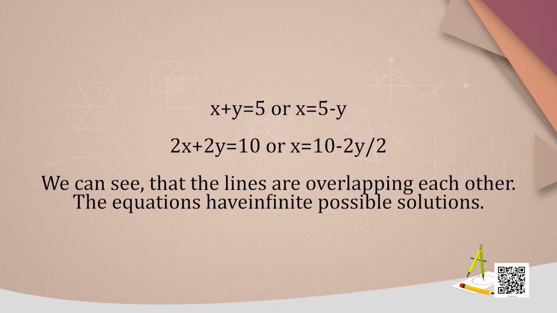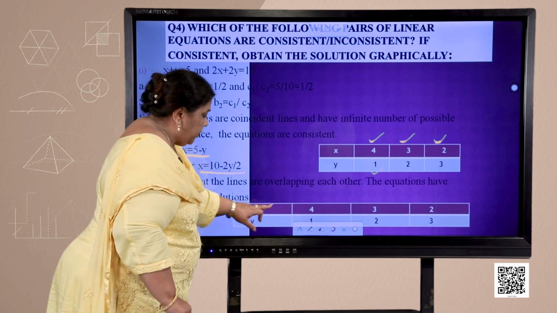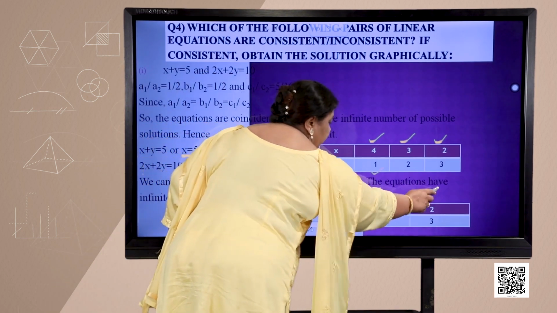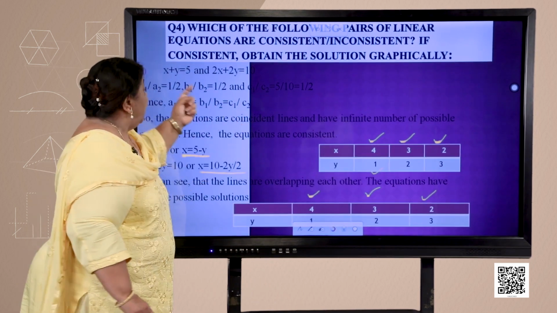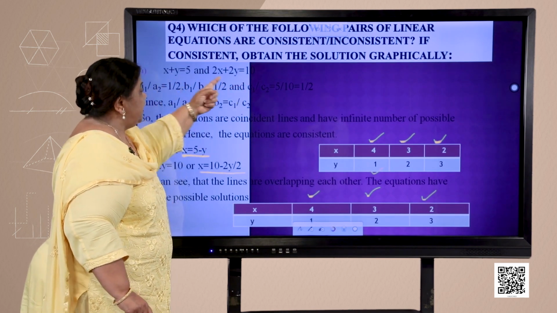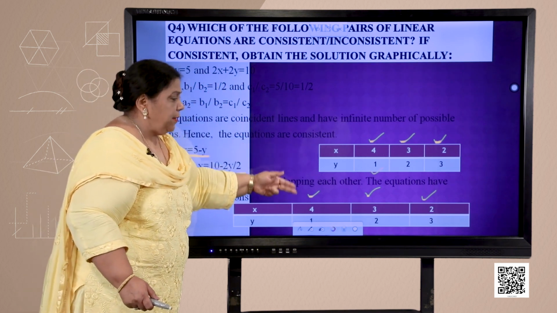For the second equation, 2x plus 2y is equal to 10, we can take x is equal to 10 minus 2y upon 2, and here on substituting the values, we see that as the lines are overlapping each other, the equations will have infinite number of solutions. We can see here the values are same, 4 1, 3 2 and 2 3. This has happened because you just observe the equations. x plus y is equal to 5 and 2x plus 2y is equal to 10. That means these two equations are equivalent. That is why we have same solutions here.